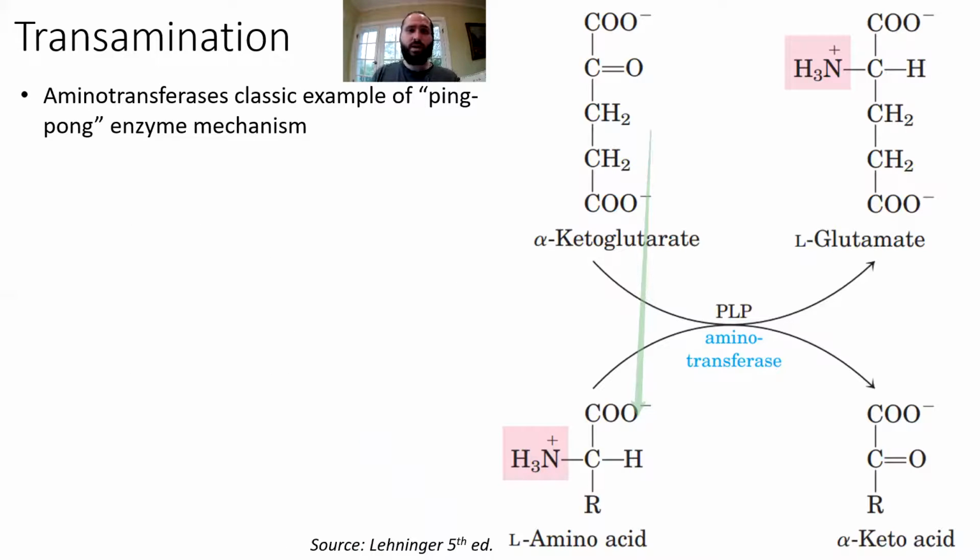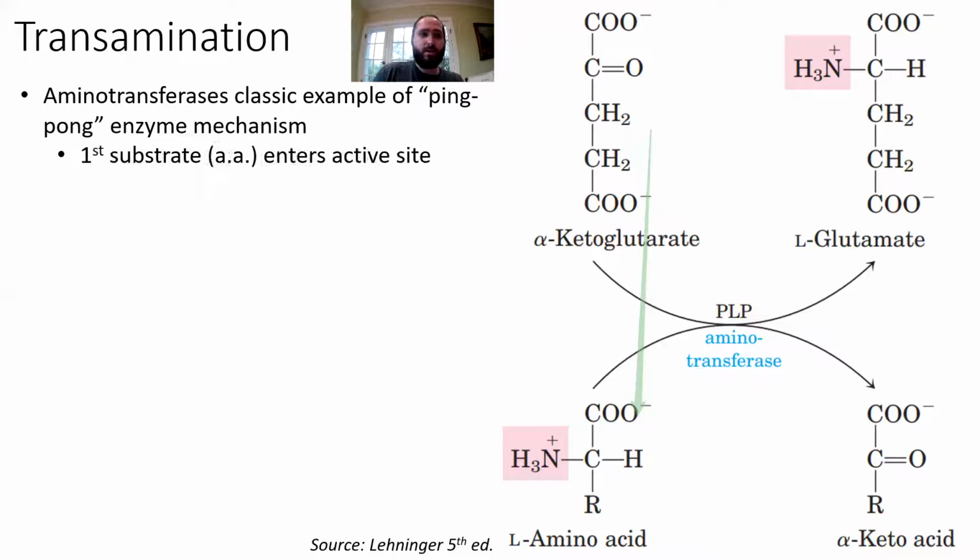All right. So I saw this when I was reading in the Lehninger textbook about aminotransferase. And so this is a convenient, good place to talk about enzyme mechanisms. So aminotransferases are a classic example of ping-pong enzyme metabolism. So what do we mean by that?